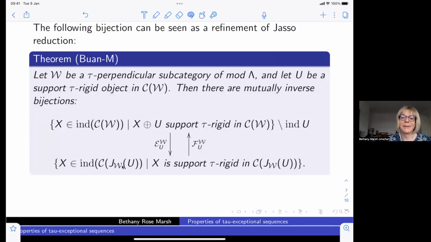So it's a way of passing between support tau rigid objects in a subcategory W and going down to a perpendicular subcategory inside it. That's the basic idea there. It's quite a technical definition. I don't want to go into too many details, but that's what those bijections are doing.